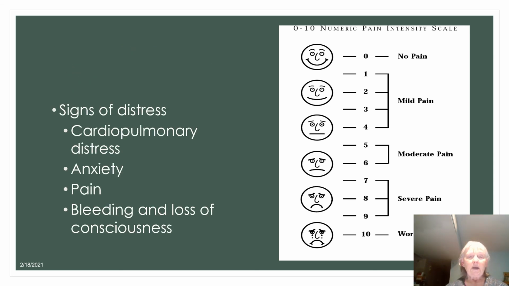Other things, cardiopulmonary distress again, anxiety, pain. How many of you guys have been in pain, dropped a brick on your foot, or smashed your finger when you were trying to hammer something? Most of the time you didn't sit there and go, I think I broke my foot, or, I hammered my finger. We're normally sitting there going, ah! It affects our cardiopulmonary status and also how we breathe, okay? So we need to be aware of that.